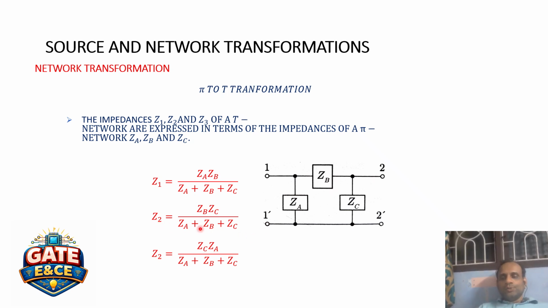So where is Z2? Z2 will be across 1 and 2. So it will be across this. So one you have here, another you have here, and the third one will be here. So this will be the T network. This will be common to ZA and ZC. This will be common to ZA, ZB, and ZB, ZC you have one common. So you have a T network out of this pi network.